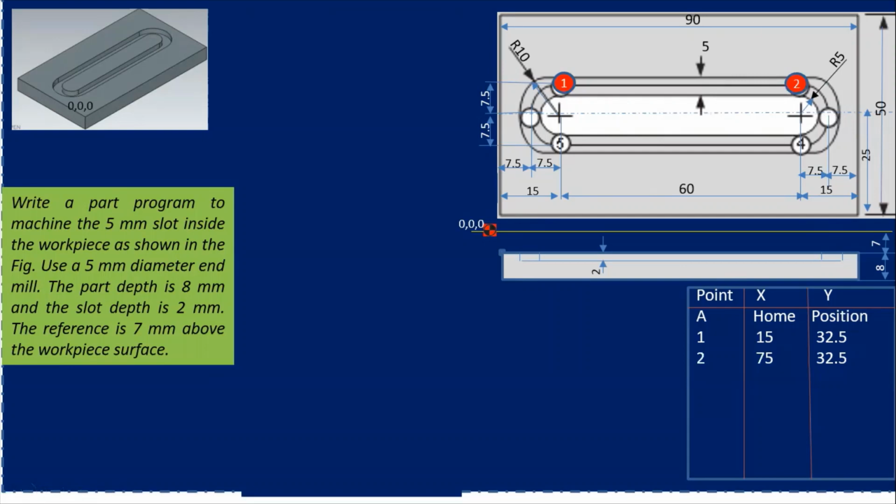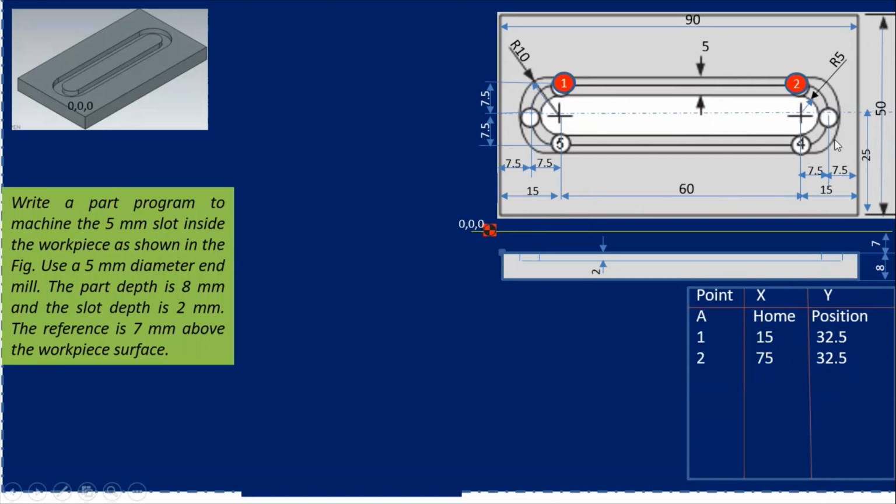Second coordinates. How am I getting the x 75? So 60 plus 15, I'm getting 75. Then 32.5, it means that along the y-axis the distance of point 1 is the same as that of point 2. So that's why my distance is 32.5.